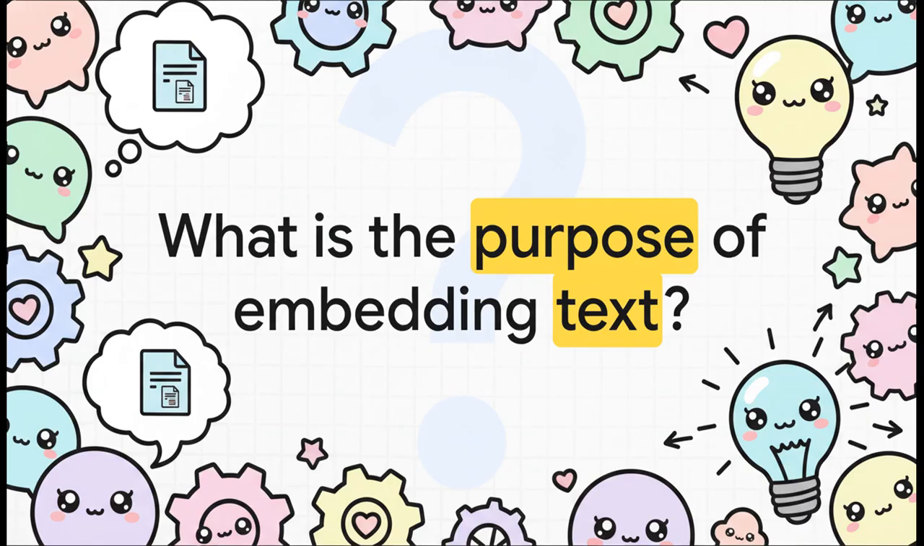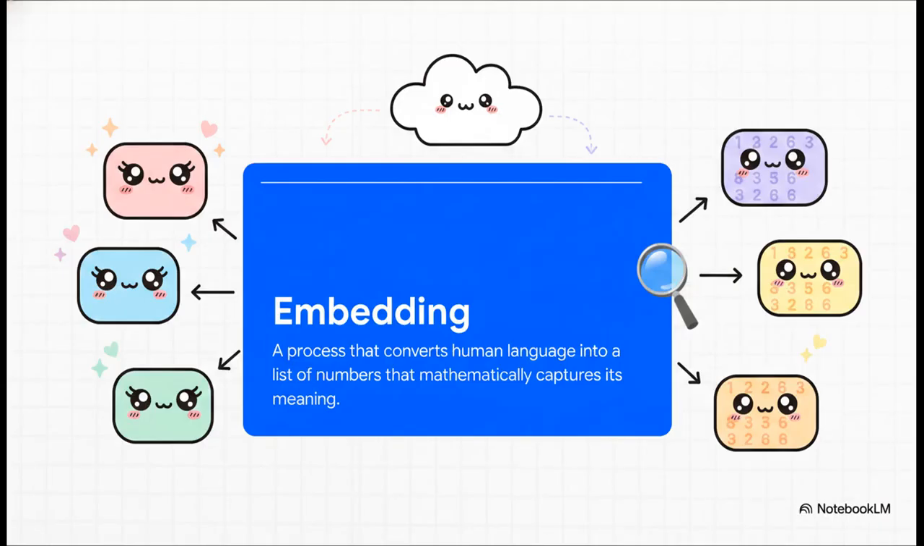What's the angle here? The answer is this really cool process called embedding. You take any piece of text, a word, a sentence, whatever, and you translate it into a long list of numbers. We call that list a vector. But here's the absolute magic of it. That list of numbers isn't random. It's a mathematical fingerprint of the text's meaning.